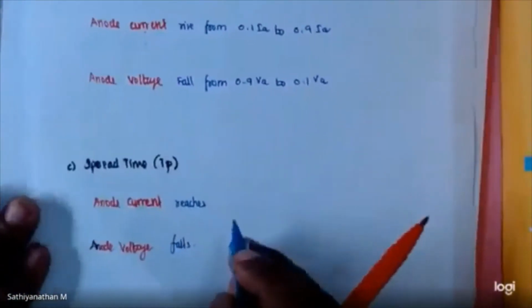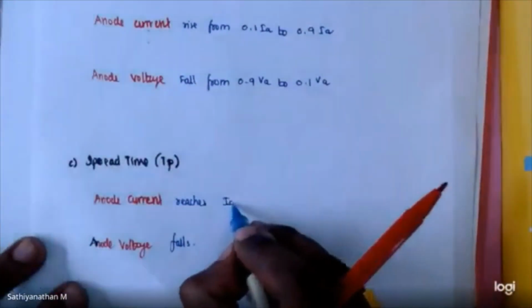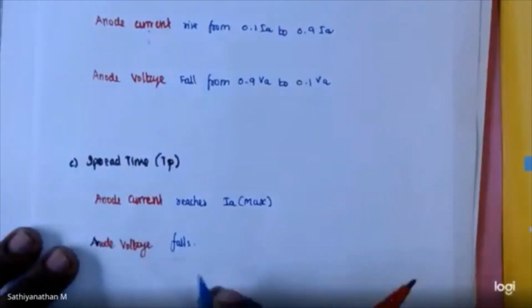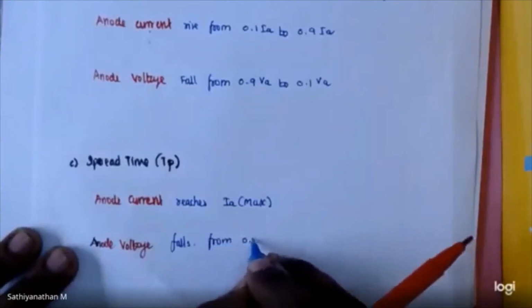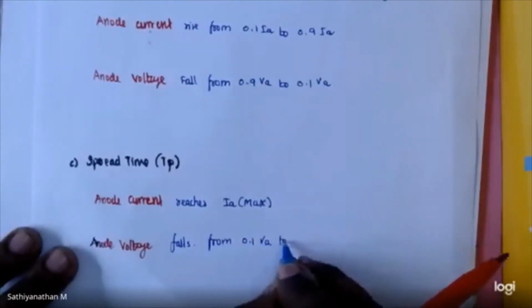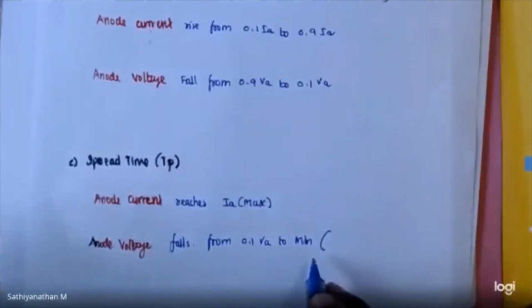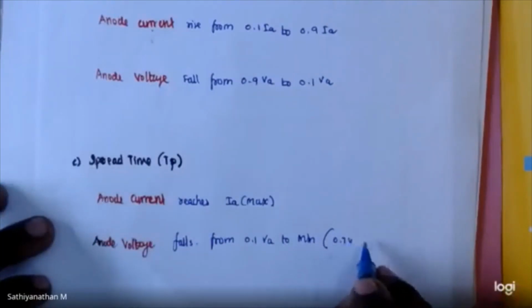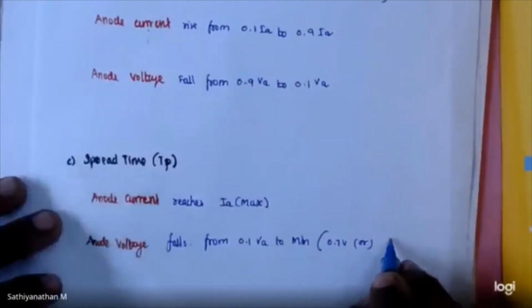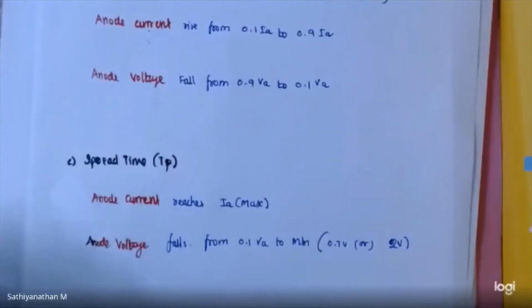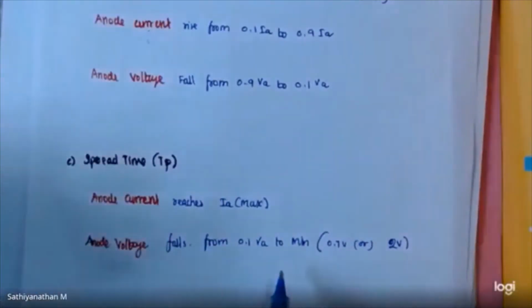So your anode current reaches the maximum of IA, and anode voltage falls from 0.1 VA to the minimum level. The minimum level is nothing but the junction voltage, say for example 0.7 volt or 0.6 volt, or 2 volt for higher rating devices. So the minimum voltage, that is the voltage drop across the device, will appear during spread over time.